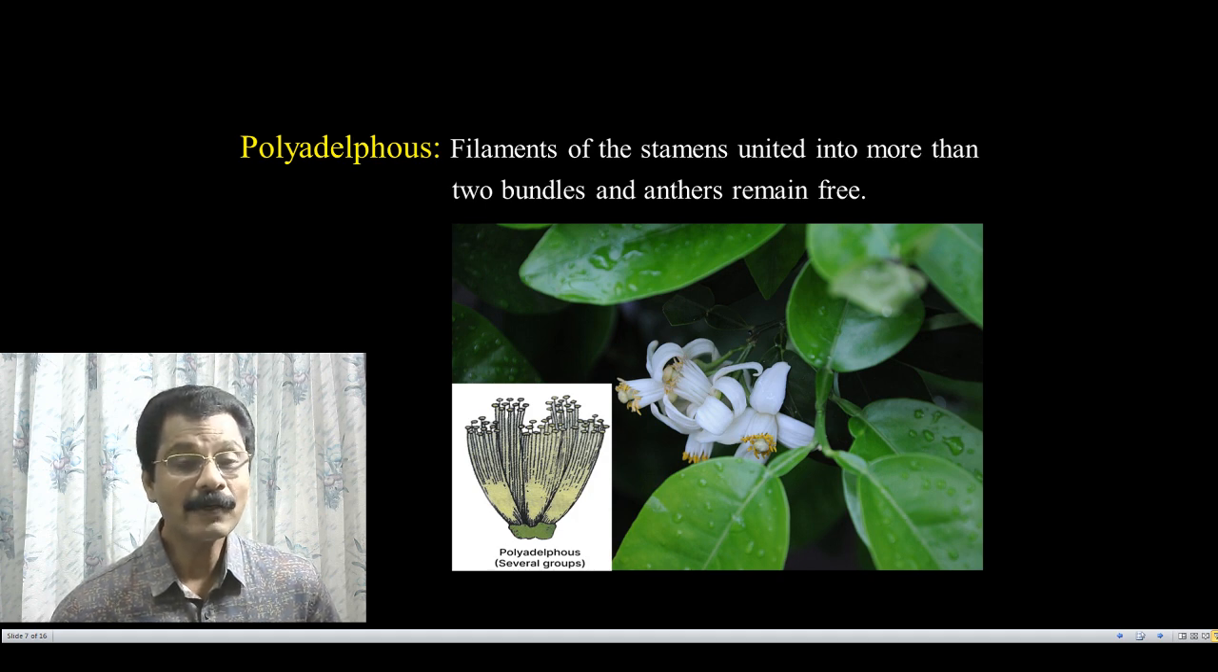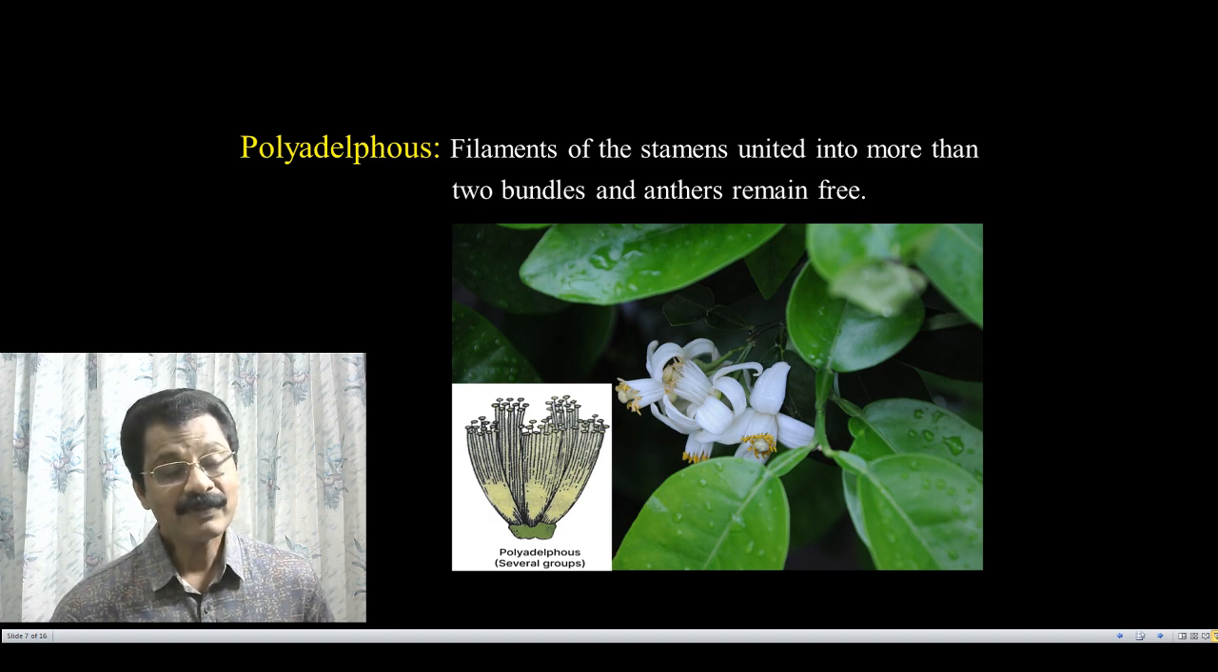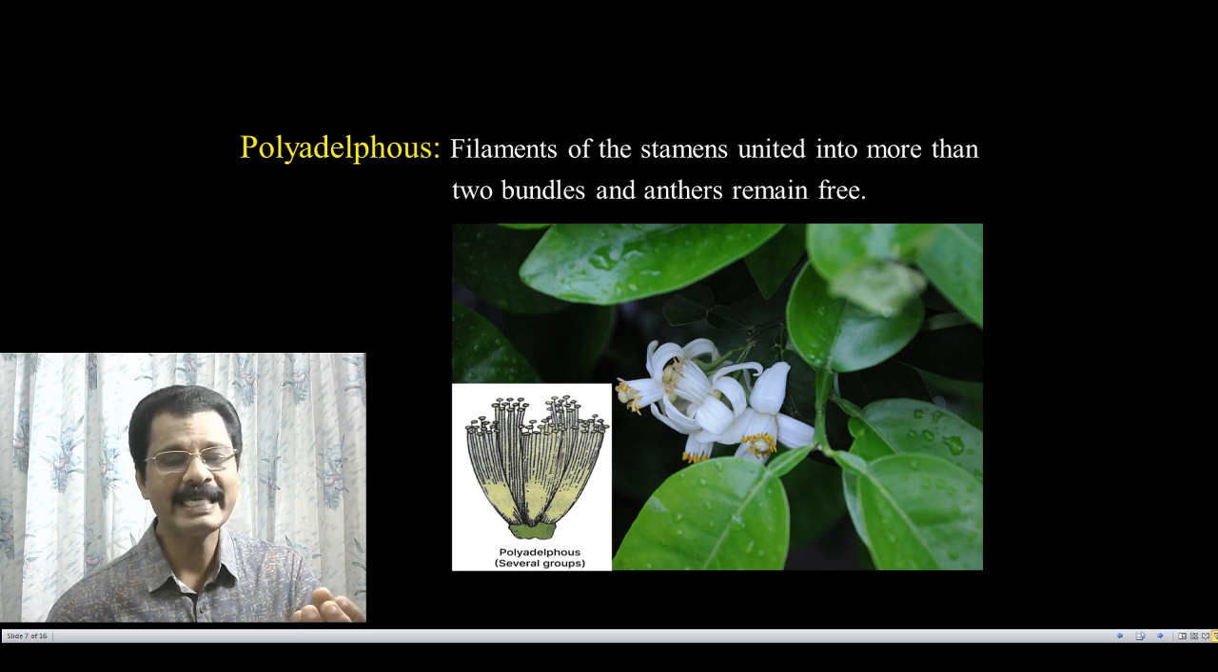Such a condition is called polyadelphous condition. Adelphous means the filaments are fused in nature. That is what is called adelphous condition. Adhesion, we have already discussed. Epipetalous, epiphyllous, epitepalous, we have discussed in the last class.